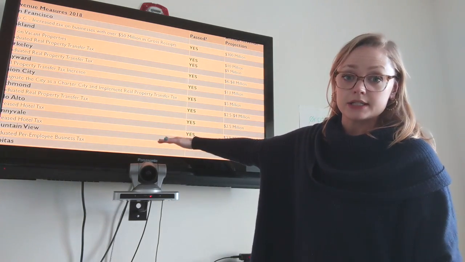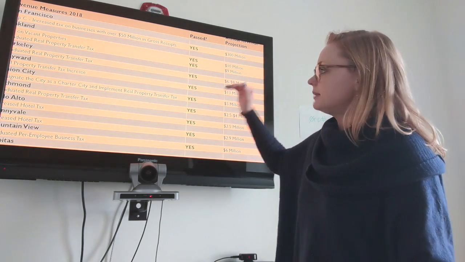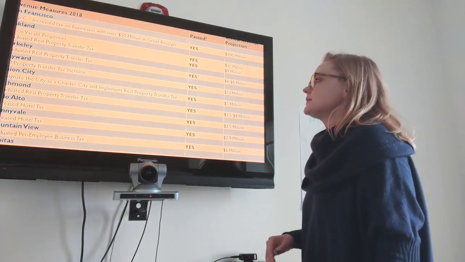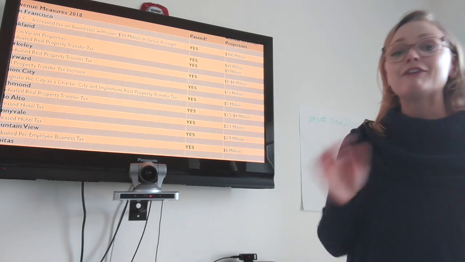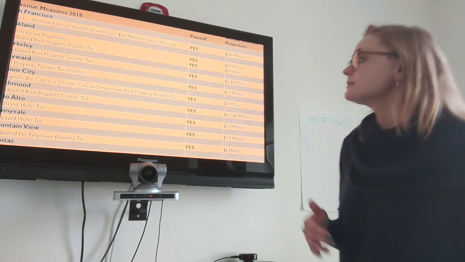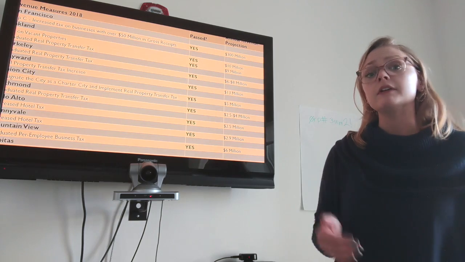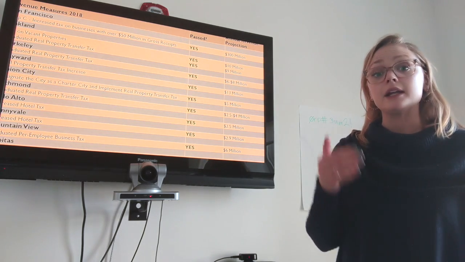Mountain View increased their business tax. Sunnyvale is on here. They increased their hotel tax. Palo Alto is on here. So this is something that voters everywhere across the Bay overwhelmingly approved of, and it's because people are really starting to notice that public services have been on a starvation diet for a long time and that it is not working.